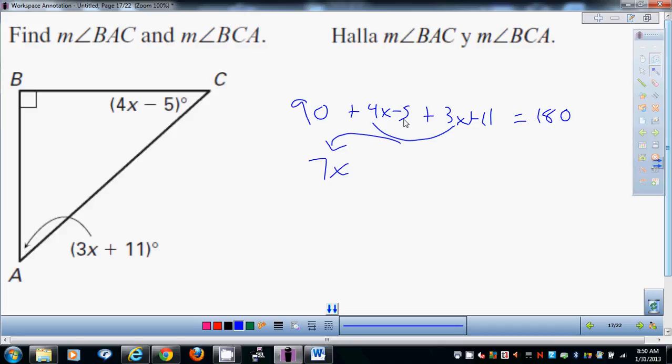All we did so far is combine like terms. 4x and 3x make 7x. 90 minus 5 plus 11 equals 96. How do I solve? Just subtract 96. The 84. Now what do I do? Divide by 7. And x equals 12.